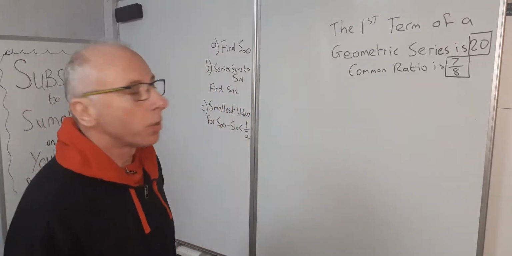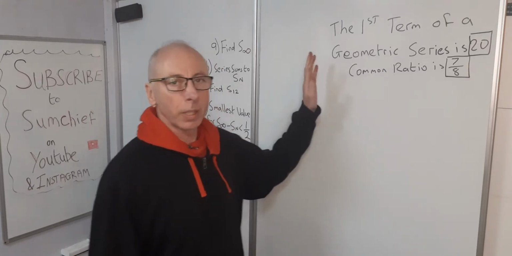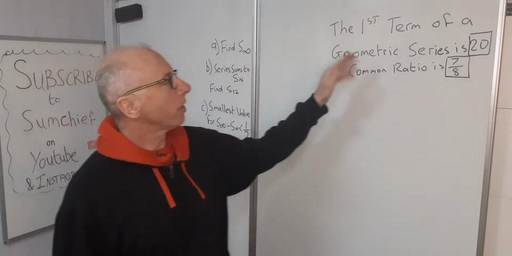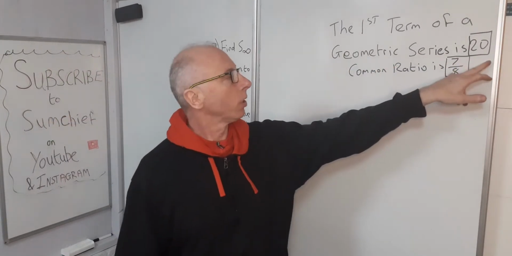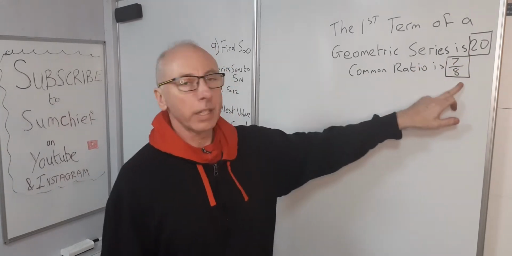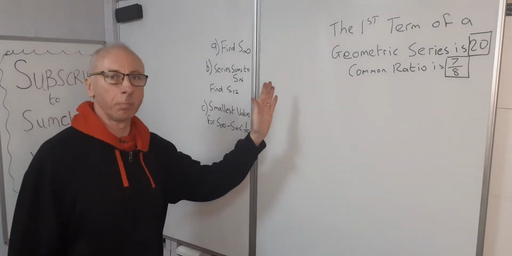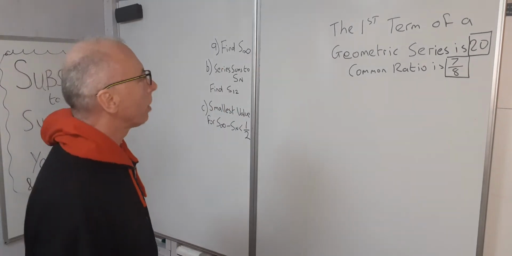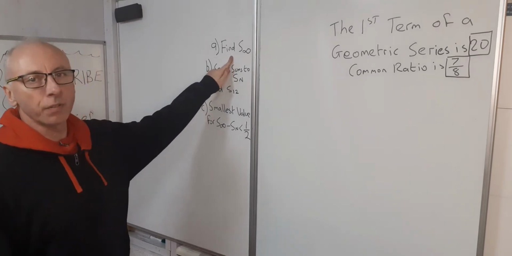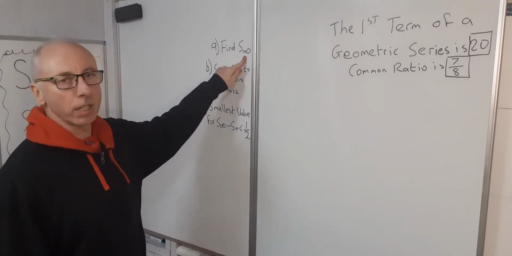Okay, so we're going to do a tutorial here on geometric series. We're given a geometric series with the first term, which is 20, and the common ratio is 7/8. Okay, so that's our parameters for our geometric series, and we need to find the infinite term of S, so what it actually sums to.